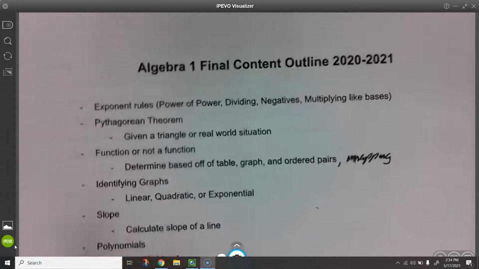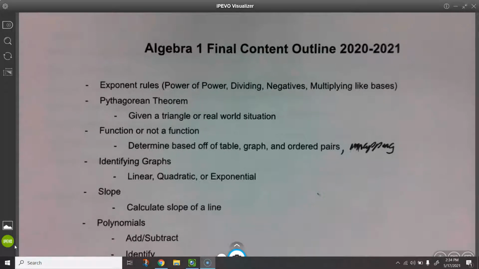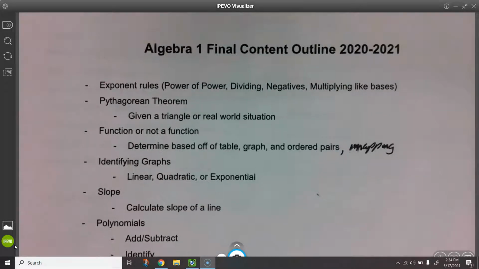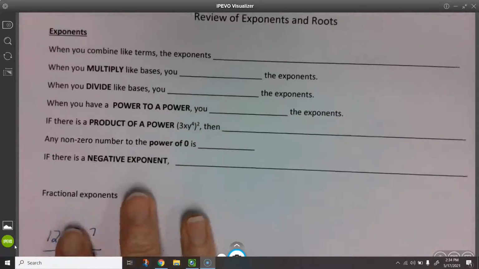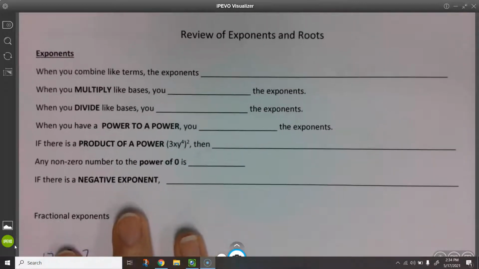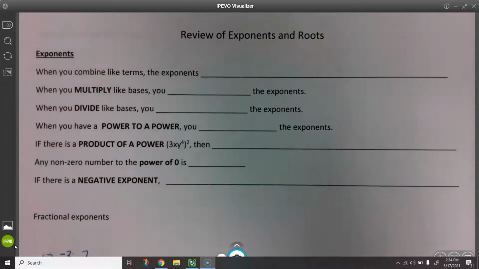So we're going to start with exponent rules. Those were mainly in first semester, but they're so important we decided we'd keep them on the final. So these are notes that you've seen before, so I'm just reviewing with you again. If at any point you want to pause and write these notes down, you're welcome to do that.